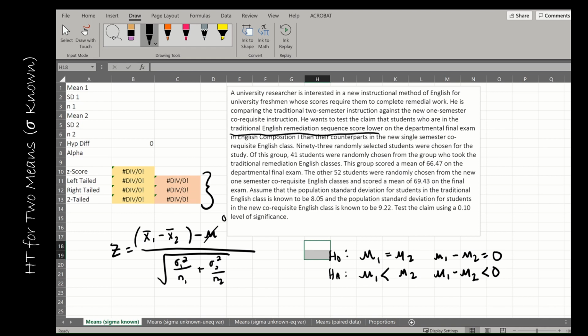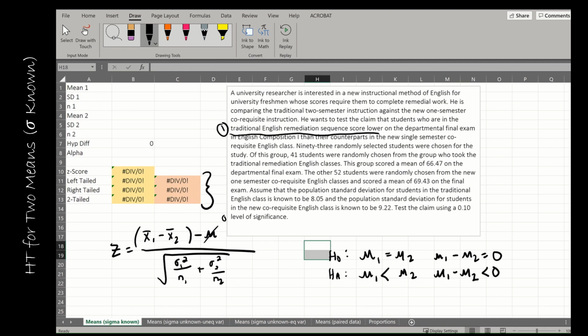It's the exact same thing, it's just written in a little bit different way by moving the M2 to the left side and with nothing left on the right side. So let's go ahead and take a look now at which one is first. So we already said that M1 is going to be the traditional English remediation. So that's my first sample, my traditional course.